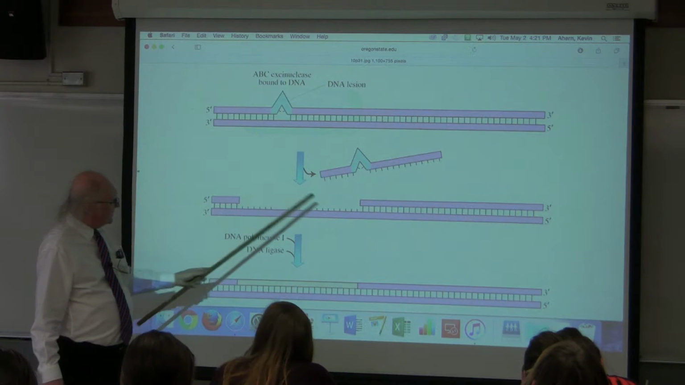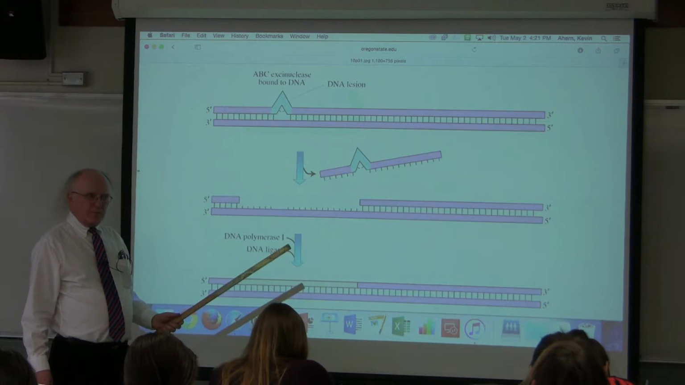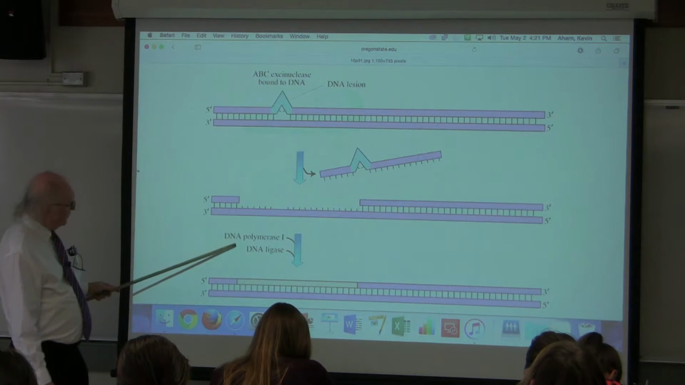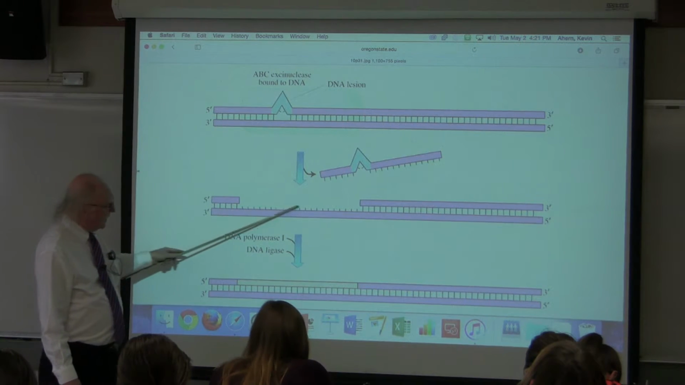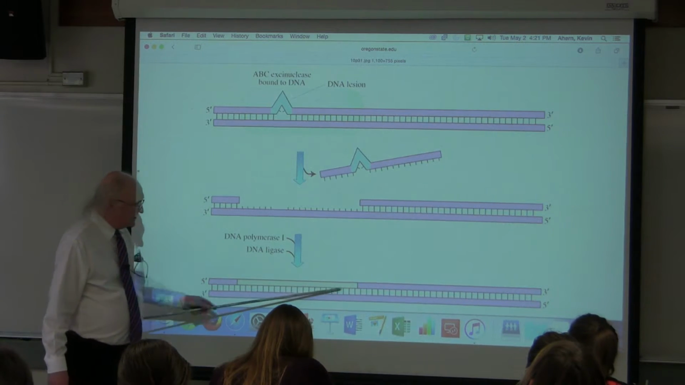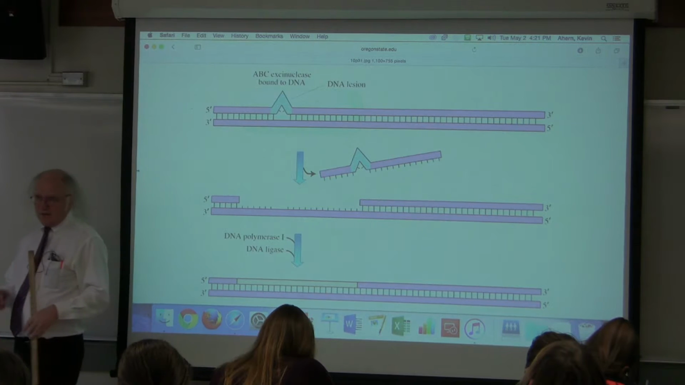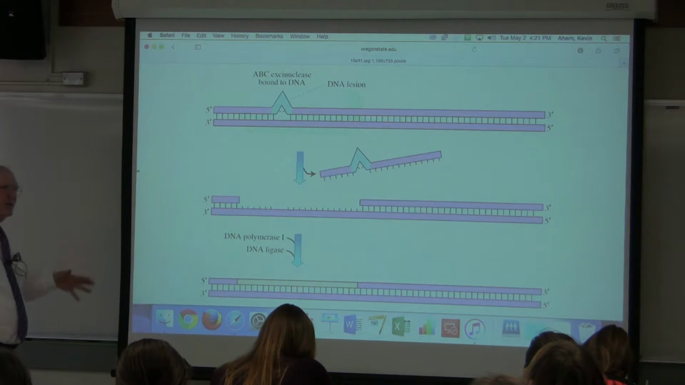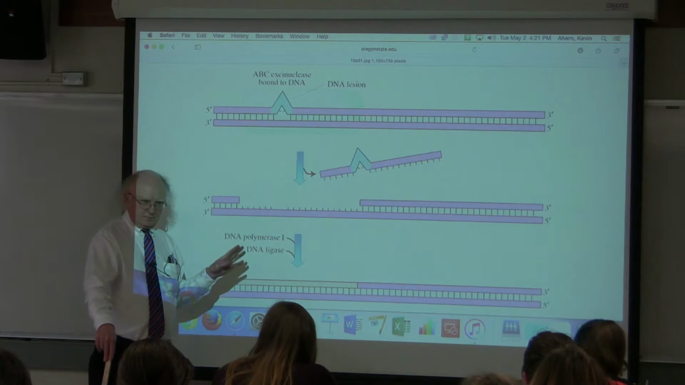So it makes a couple of nicks, one there and one there. Other proteins help to get rid of this problem. And then DNA polymerase, in this case, comes in and says, OK, I'm going to fill this in. DNA ligase says, OK, we're going to seal everybody together, and everything's done. Okay? Now, there are many different repair schemes. This is one repair scheme.